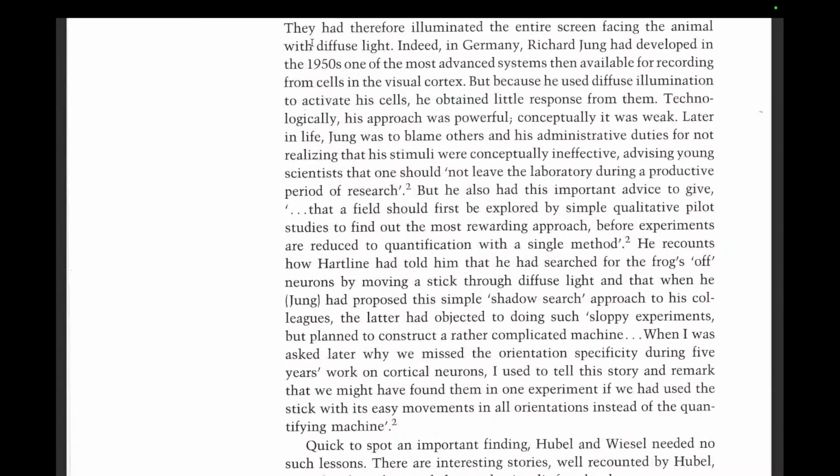In Germany, Richard Jung had developed in the 50s one of the most advanced systems then available for recording the visual cortex, but because he used diffused illumination to activate his cells, he obtained little response from them. What does that mean, diffuse? So illumination that will happen and go away. I believe I could be wrong here.